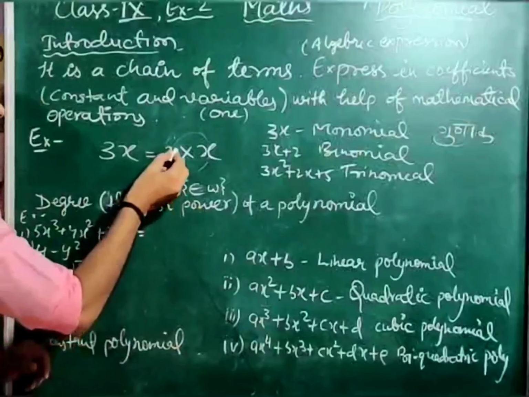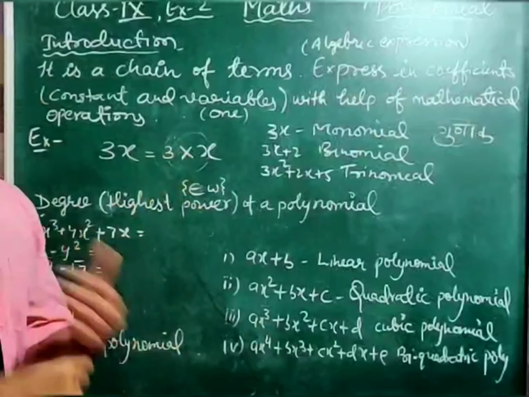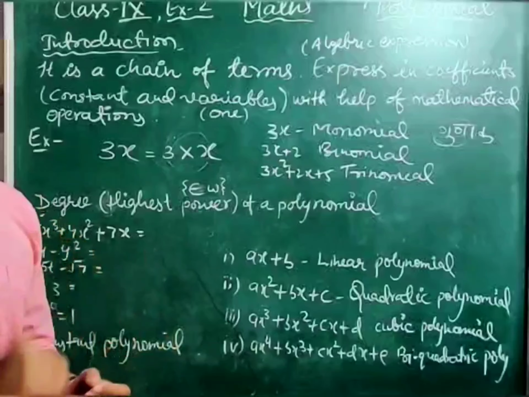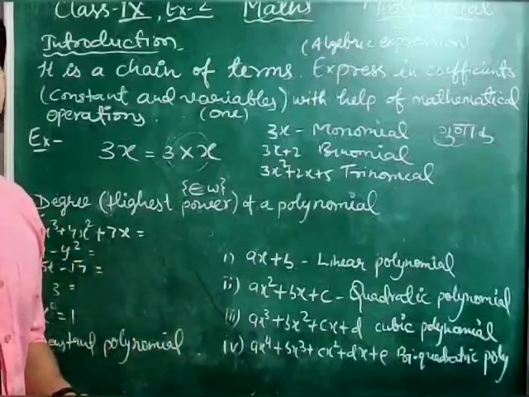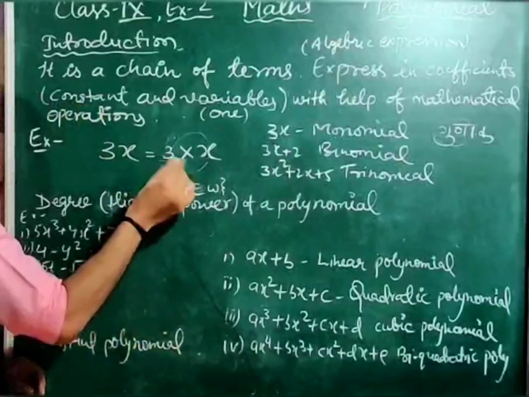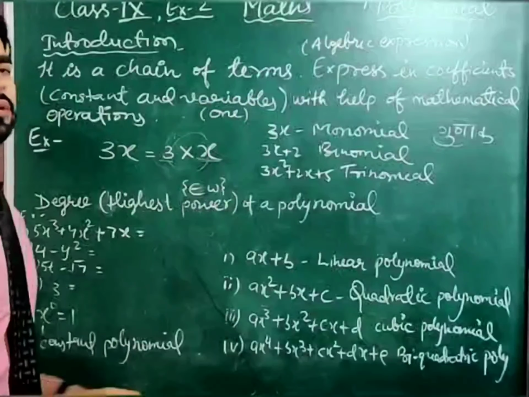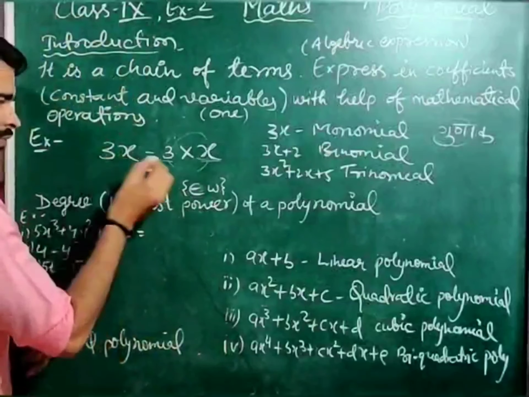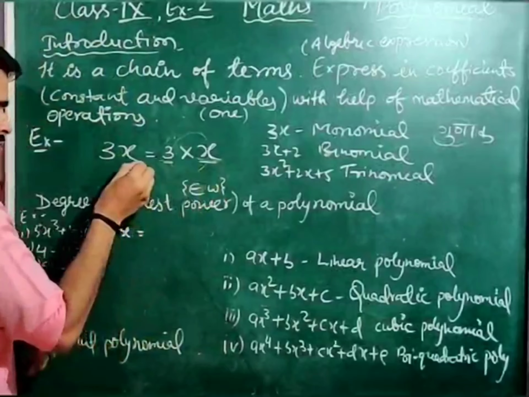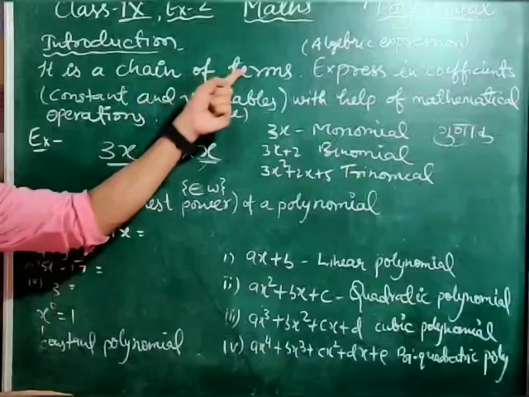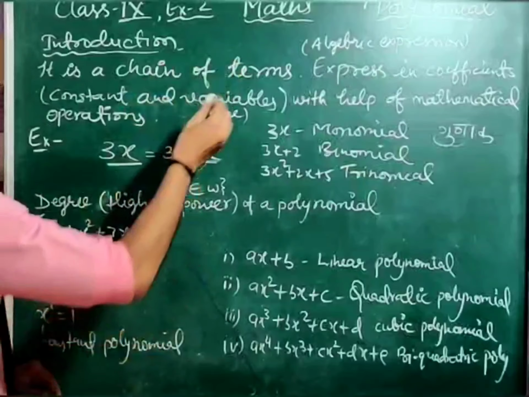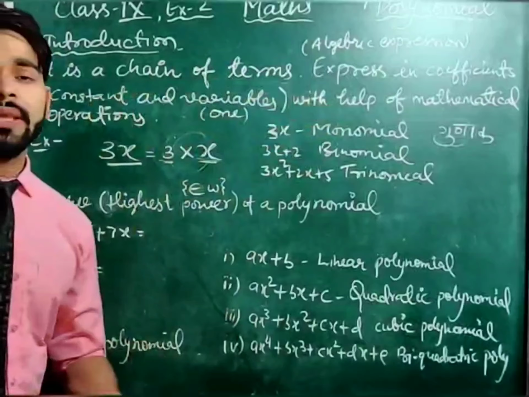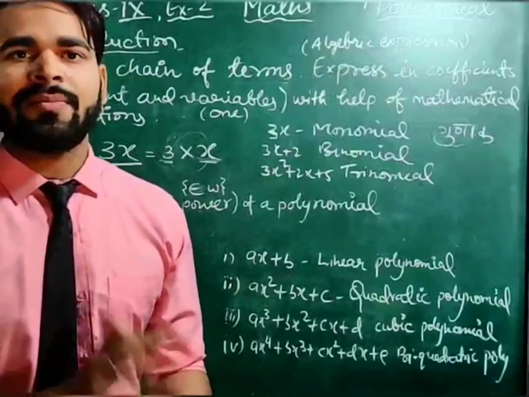Now all numbers 1, 2, 3, 4, 5, 6 are all constants, their value never changes. You know that the value which never changes, whose magnitude never changes, is called constant. So 3 is called a constant, and x, if alphabets are given, those are variables. When we write constant and variable together, it is called a term. Here we are taking terms, which means plural, and mathematical operations. What are mathematical operations? Addition, subtraction, multiplication, division.